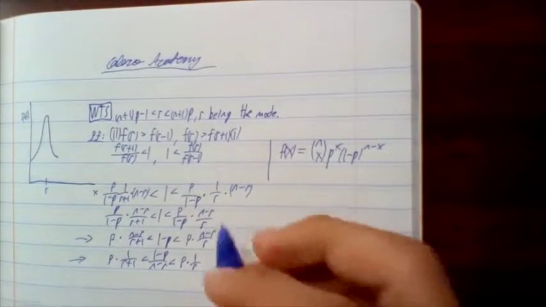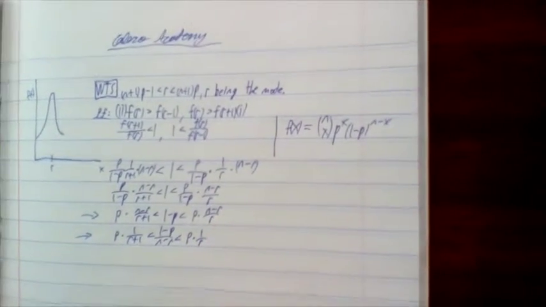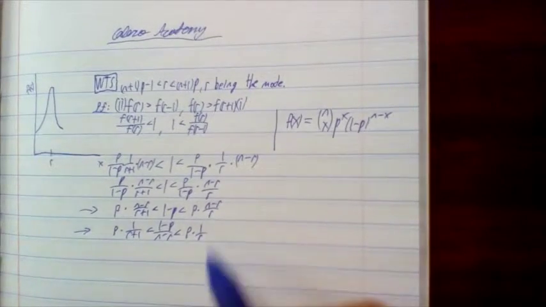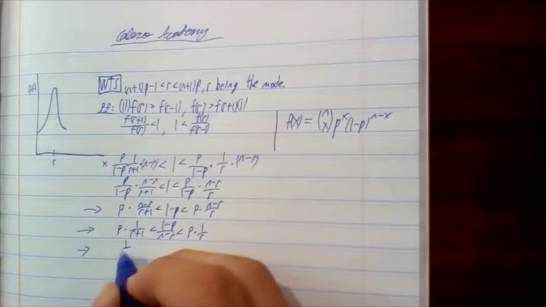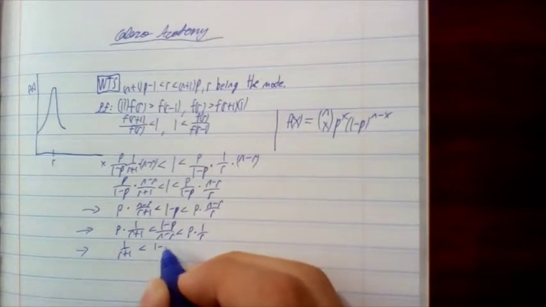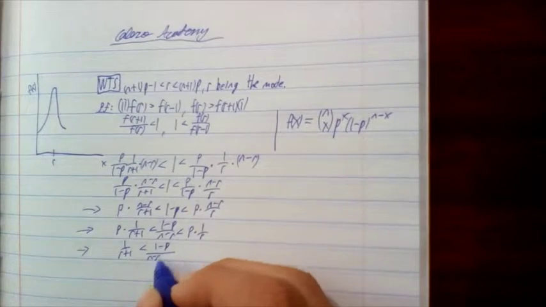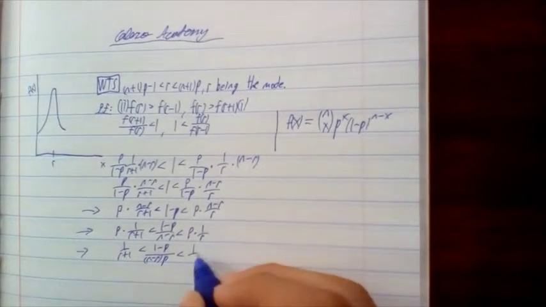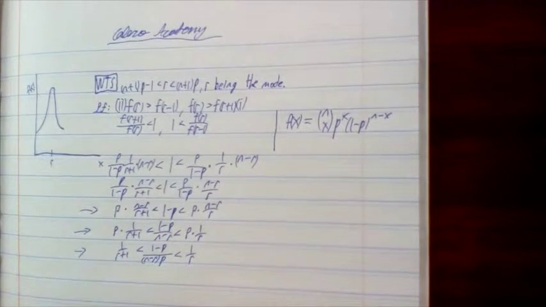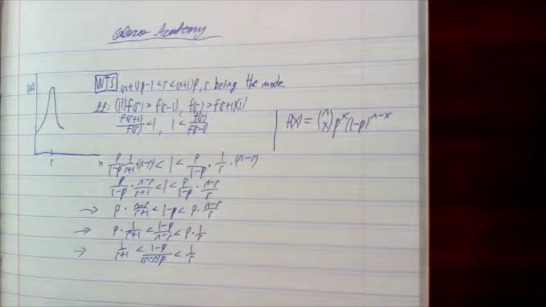Now, the next obvious thing to do is to remove the p's from these two sides of the equation. That will get us that 1 on r plus 1 is less than 1 minus p on n minus r times p, which is in turn less than 1 on r. From here it seems like a pretty straightforward process of simplification, and now what we're going to do first is write it out.